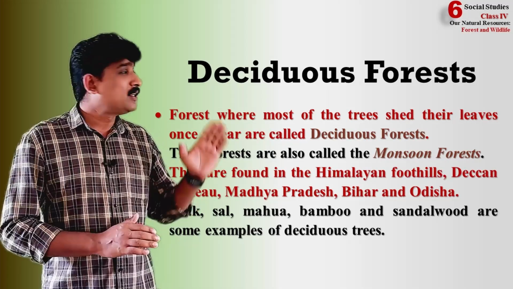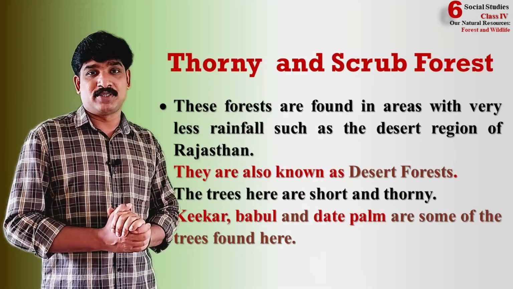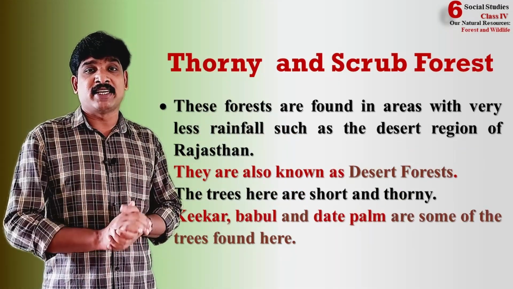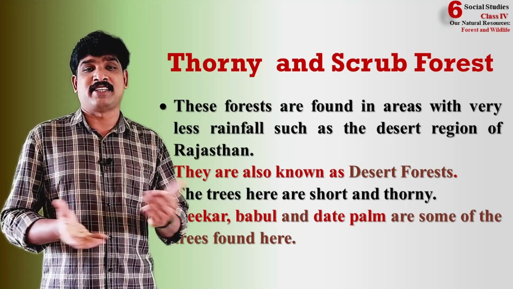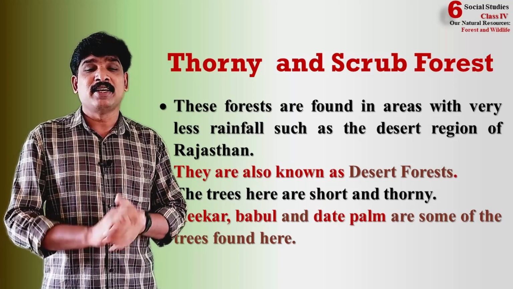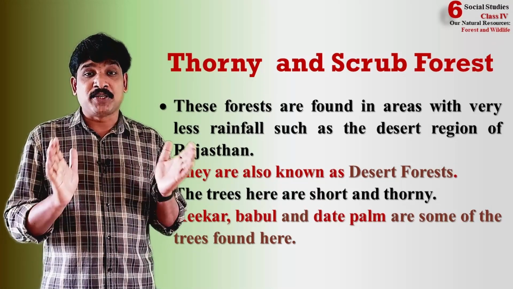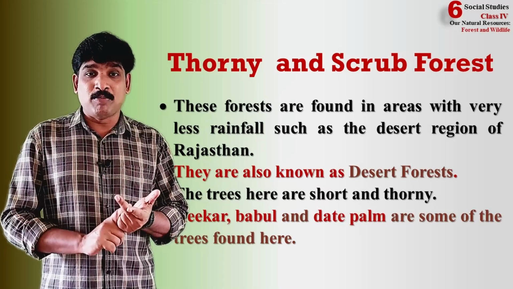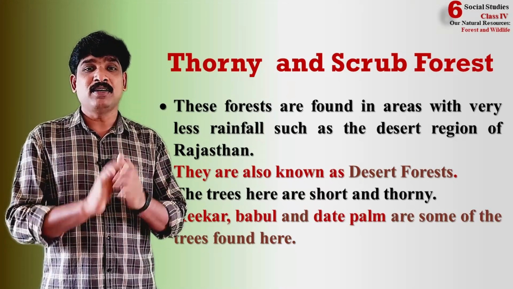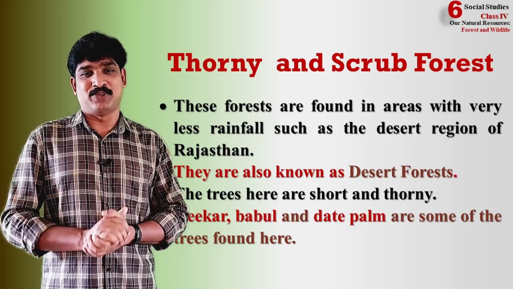The third one is thorny and scrub forest. These forests are found in areas with very less rainfall, such as the desert region of Rajasthan, and they are also called desert forests. The trees here are short and thorny. Kikar, babool and date palms are some of the trees found here in desert forests.